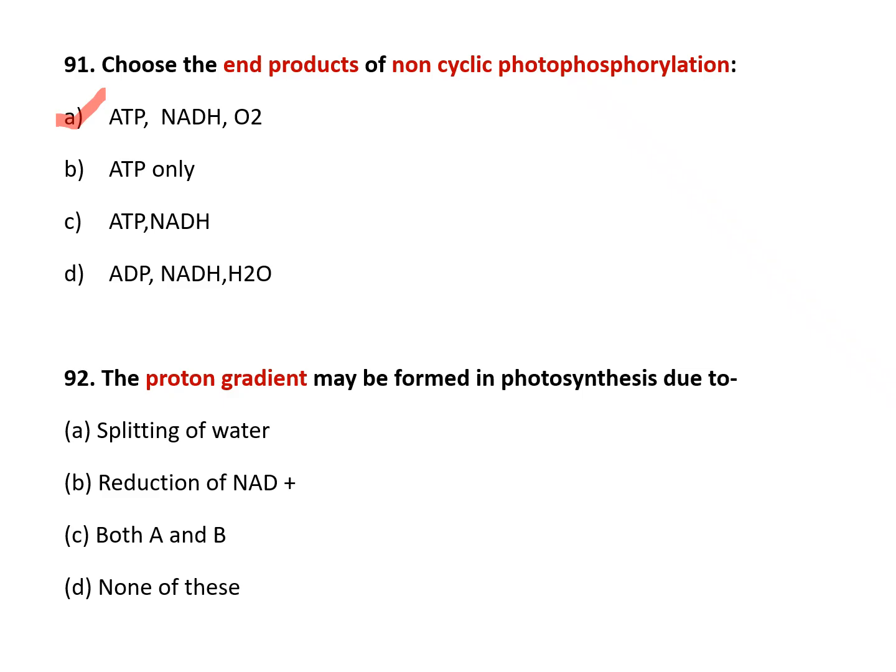The next question, number 92. The proton gradient may be formed in photosynthesis due to option A, splitting of water, option B, reduction of NADP+, option C, both A and B, option D, none of these. The correct answer is option C, both A and B.